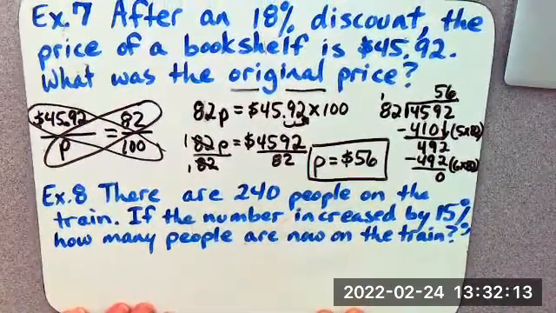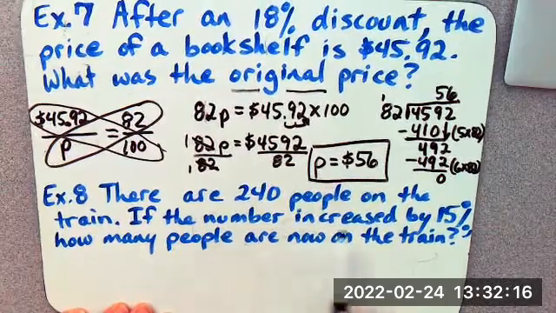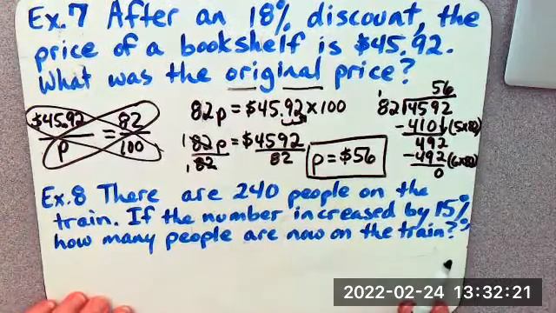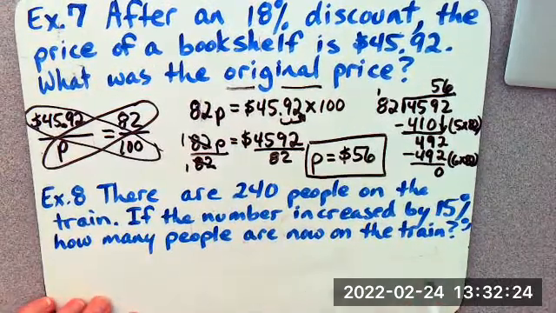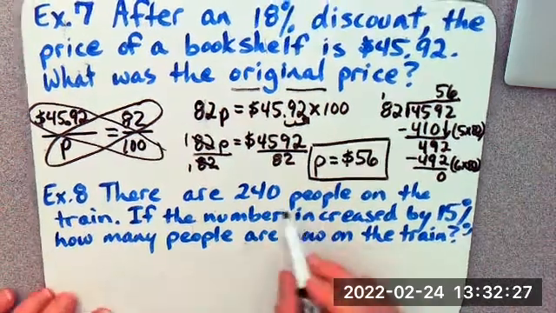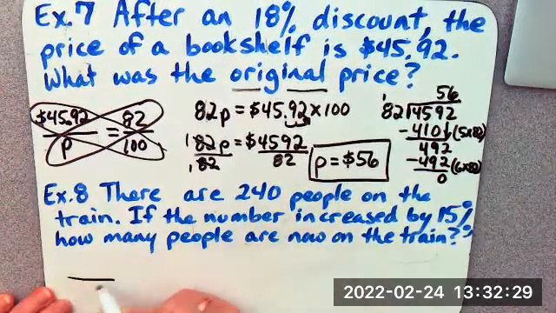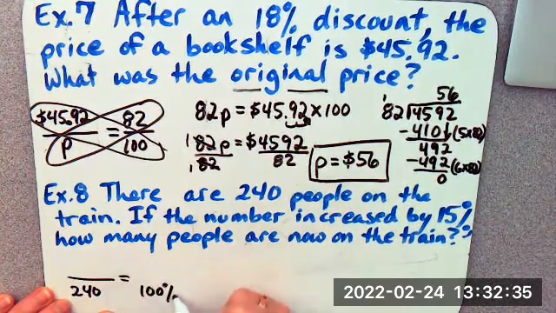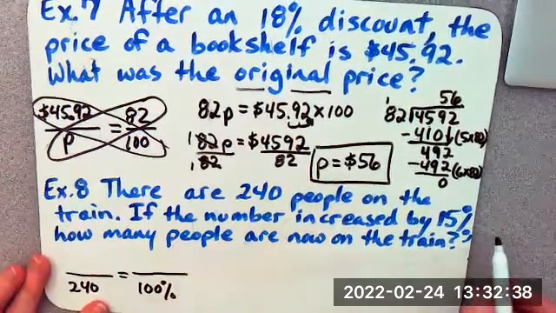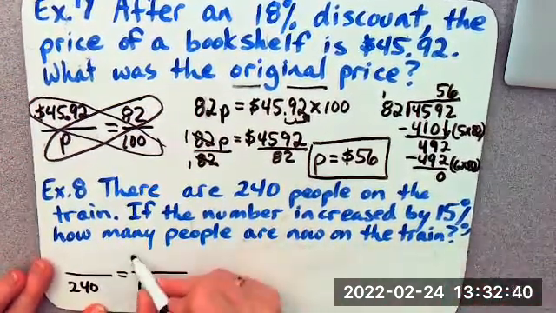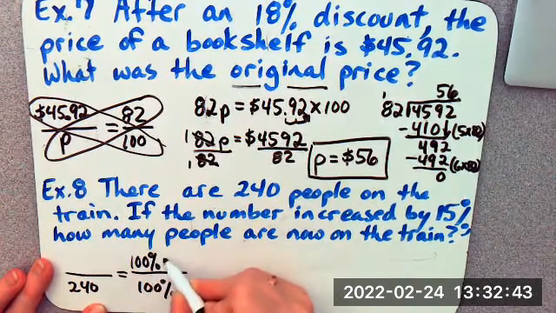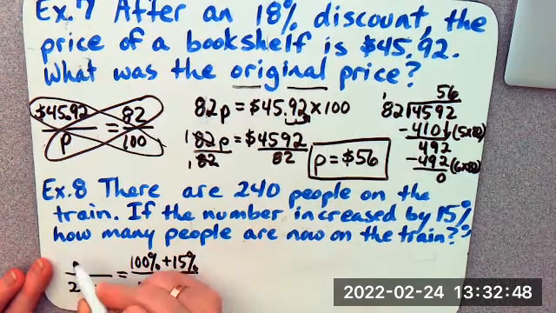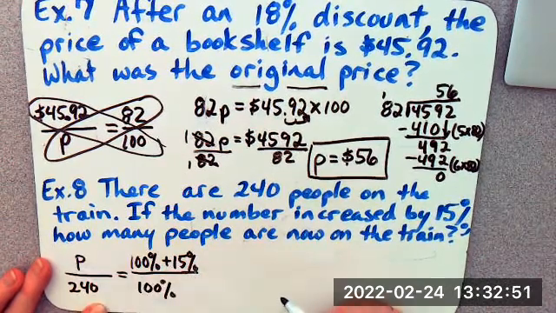All right, so now let's talk about this one: there are 240 people on the train. If the number increased by 15%, how many people are now on the train? So the original amount was 240. So if we set up 240 equals 100% right here, and we increased the amount of people by 15%. So we had 100% of the people, but now we're adding 15 more percent. So we want to know how many people are now on the train.